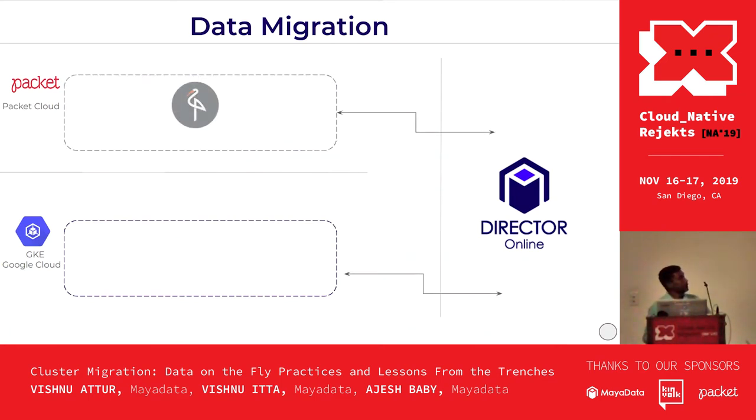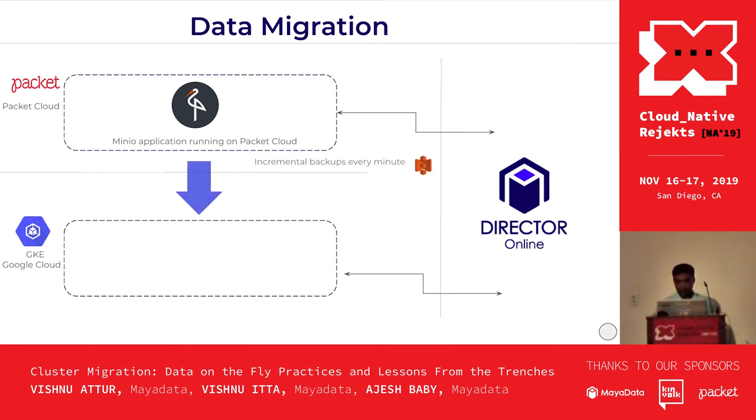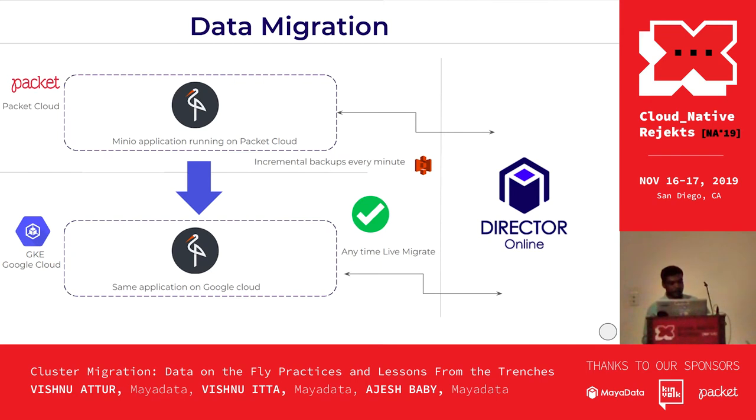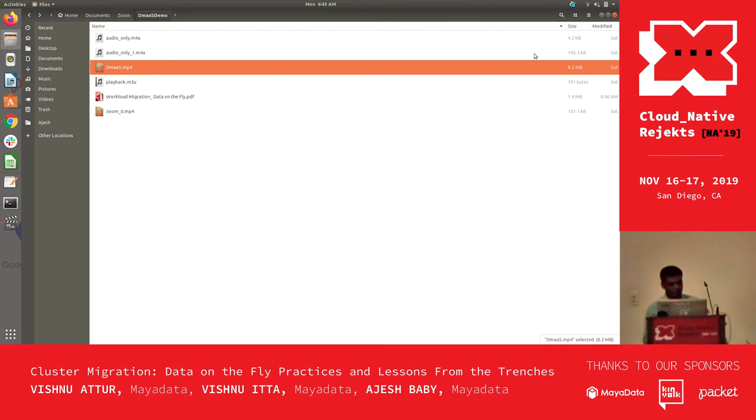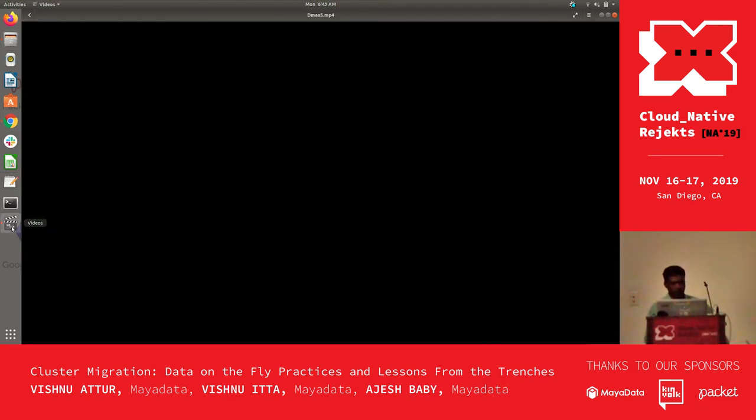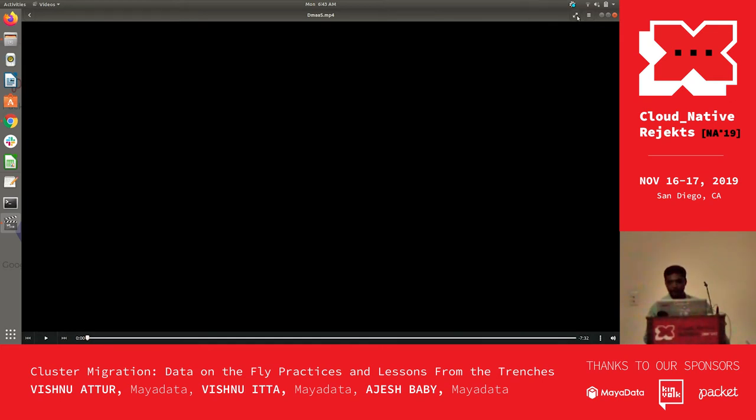We have a MinIO application running on the Packet cluster, which will be migrated to Google Cloud. This solution is based on incremental backups at a few minutes interval. We can give it any interval of time, like what Vishnu was saying, the RPO, whatever you want to have. Once we migrate, the data will be available on GKE. That's what I'm going to demo. I'm using a recorded demo so that it will be easier.